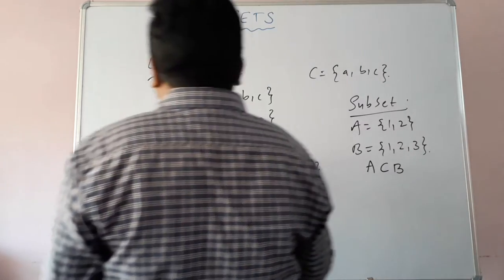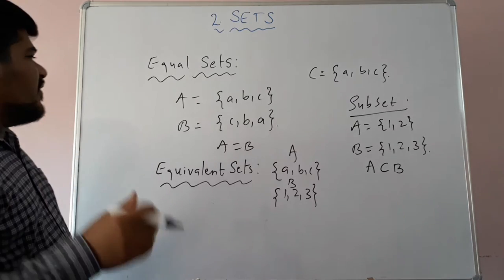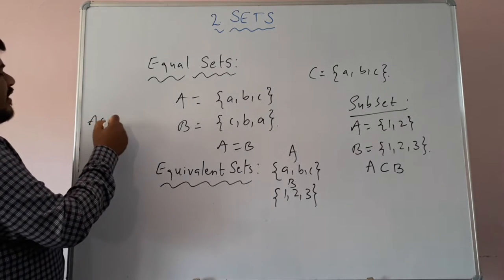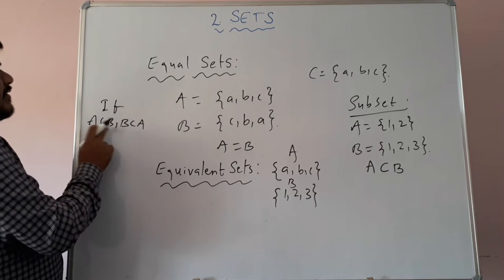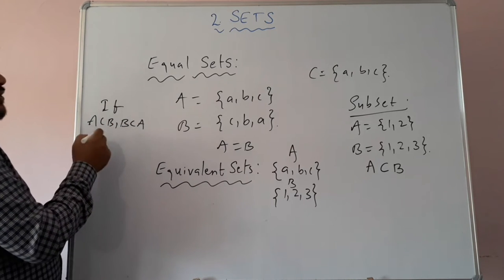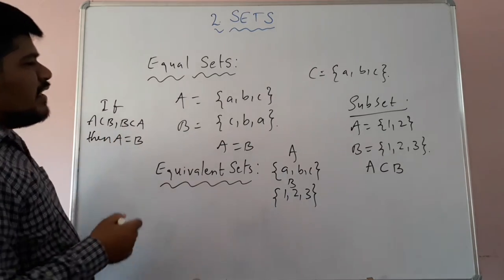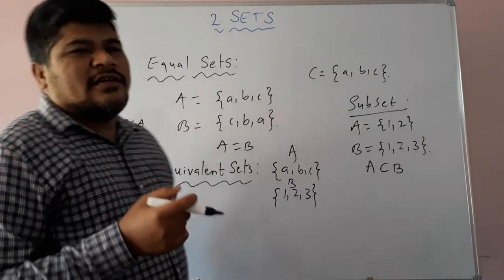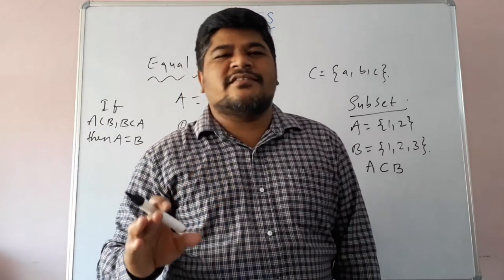And one more condition, children, about equal sets. If A is a subset of B, and B is a subset of A, then A is equal to B. Okay. So children, these are the concepts. Now we are going to solve problems in exercise 2.3.